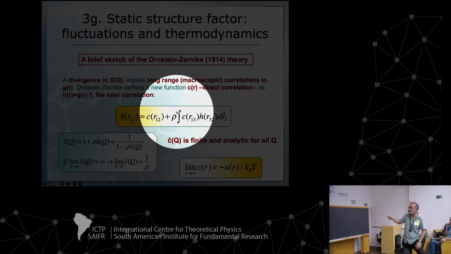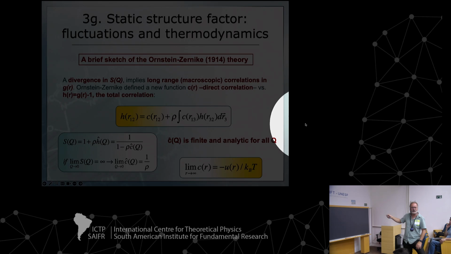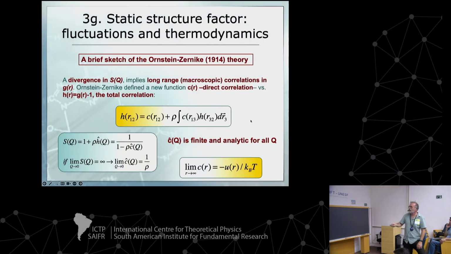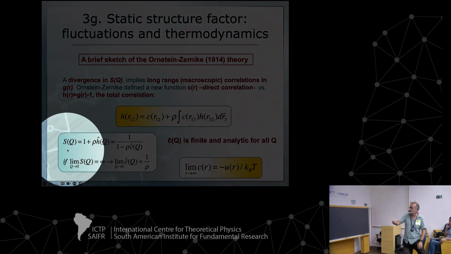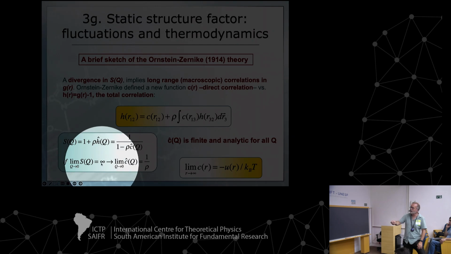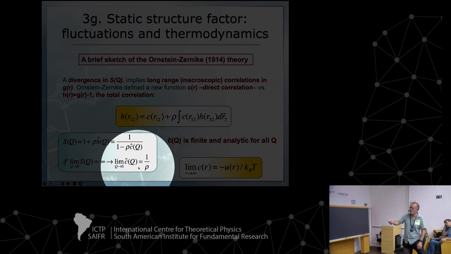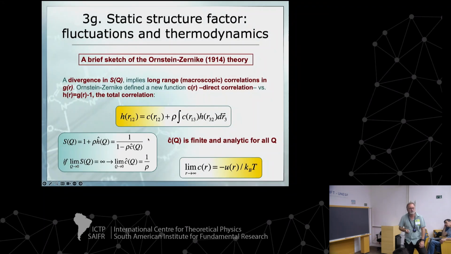Those are the terms that you get when you do the expansion, right? If you do the Fourier transform of this Ornstein-Zernike equation, you get this. And if you look at the limit, if S(Q) goes to infinity, C(Q) goes to 1 divided by rho. That means the direct correlation function does not diverge at the critical point. And this is a very, very important property, right?